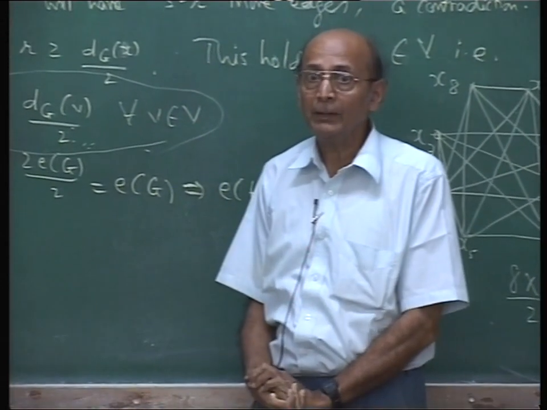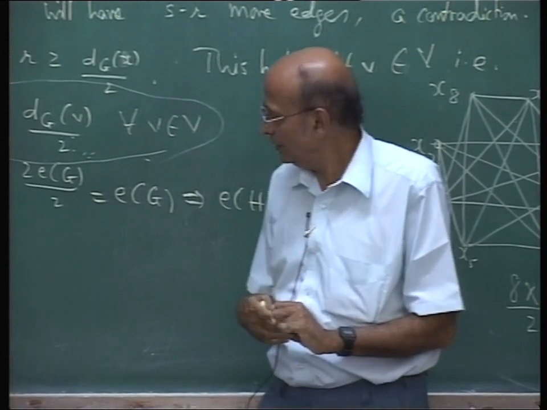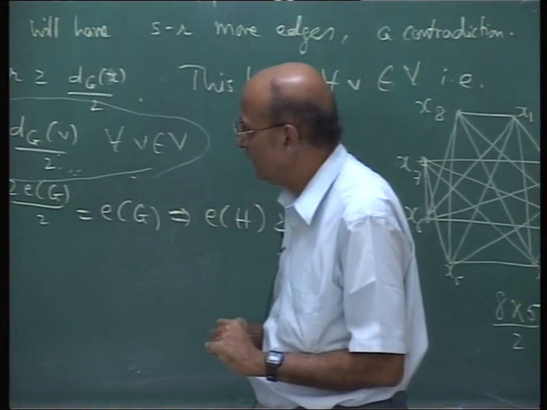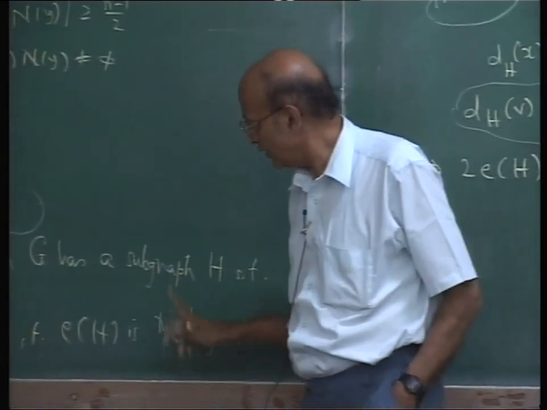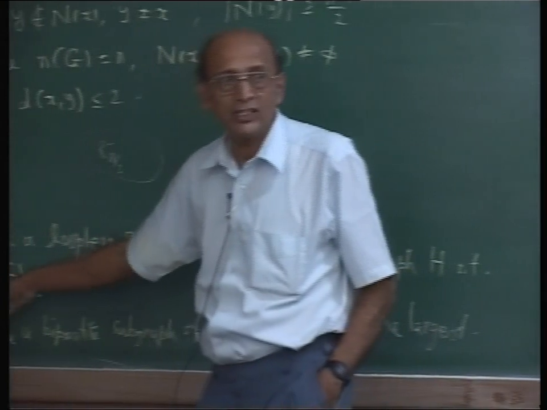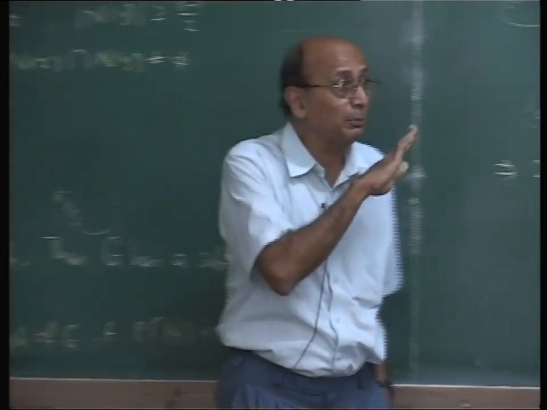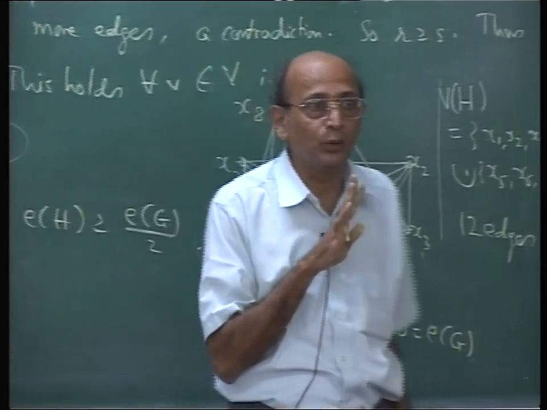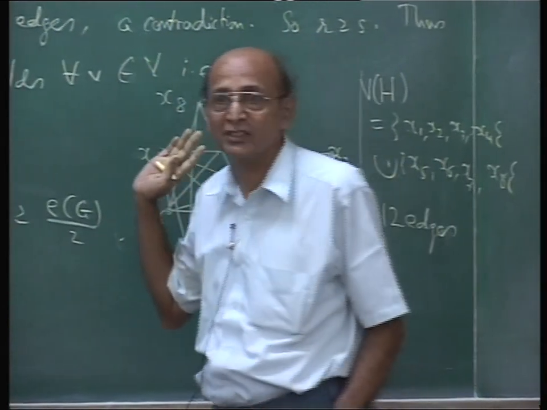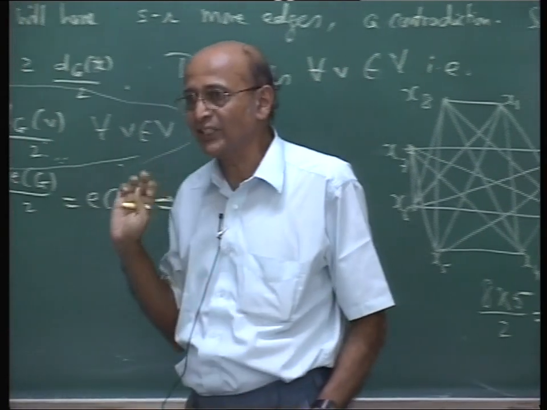Okay? The pedagogical point that one is making here is this produces a subgraph that satisfies that lower bound. It does not produce a maximum subgraph with maximum number of edges. Okay? It does not really produce something that has the largest number of edges.